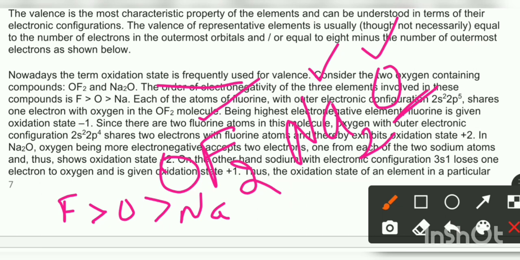When three elements are involved in the formation of compounds, then what is the oxidation state? What is the electronic configuration of each atom? What is the oxidation state? How is the electron transferred from one element to another? And what is the tendency of movement of electrons in these compounds?